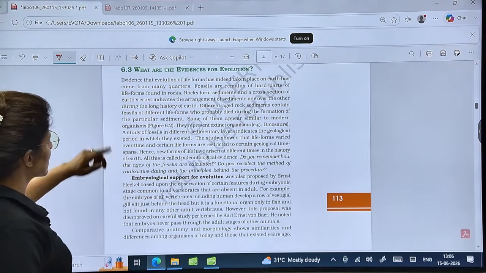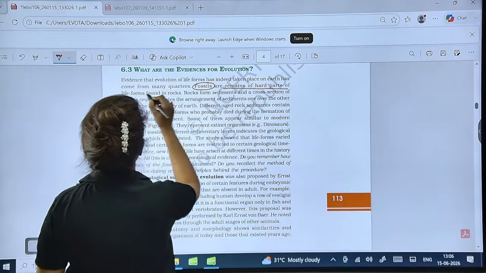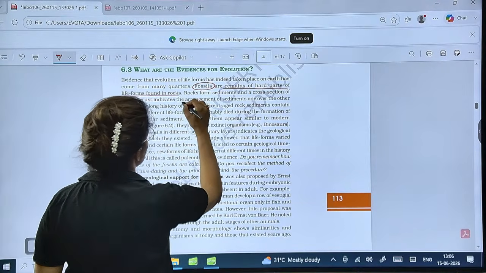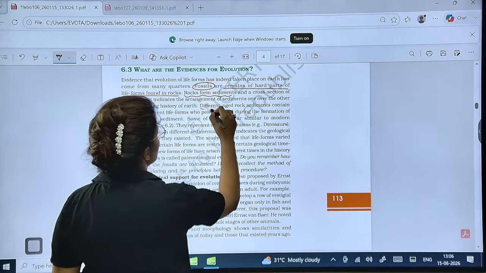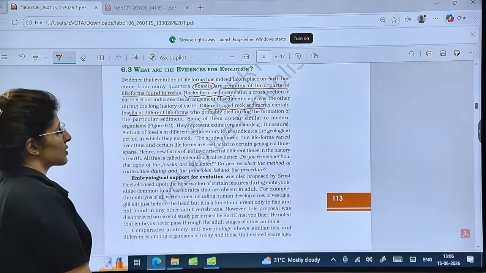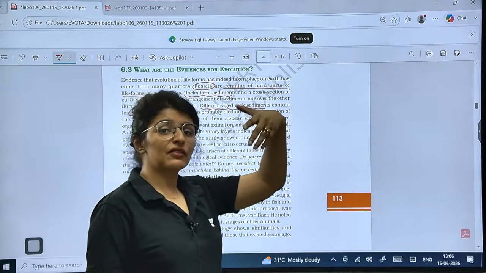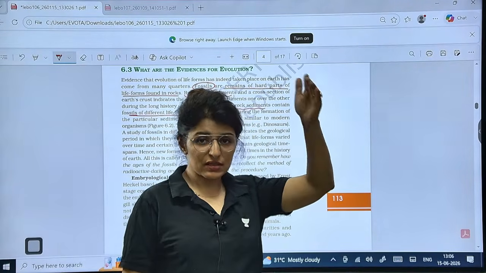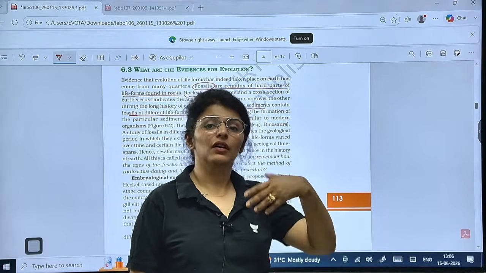What are the evidences of evolution? First of all, we have fossils, remains of hard parts of life forms in rocks. Which rocks are we talking about? We are talking about sedimentary rocks, right? Now, different aged rock sediments contain fossils of different life forms. So very basic: the upper strata will have younger fossils, while the deeper you go, it will have older fossils.